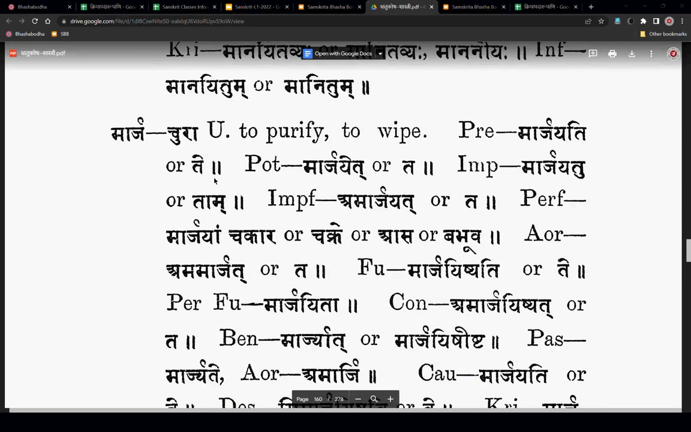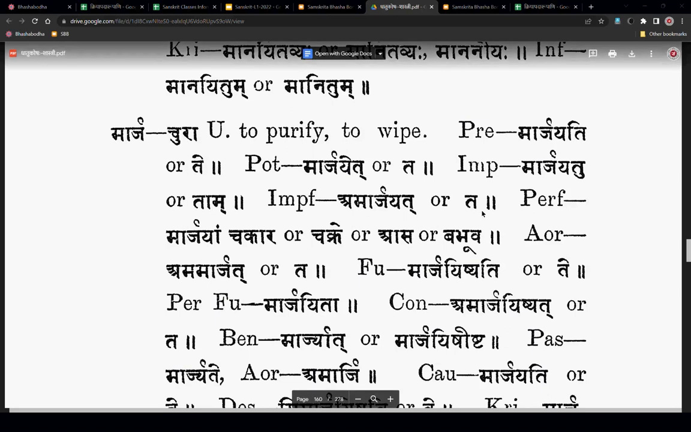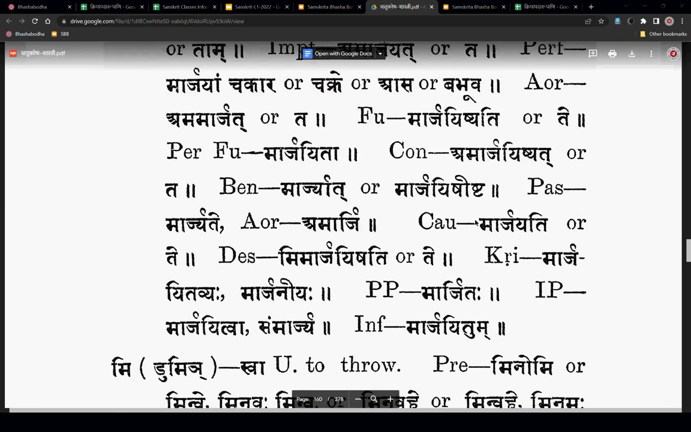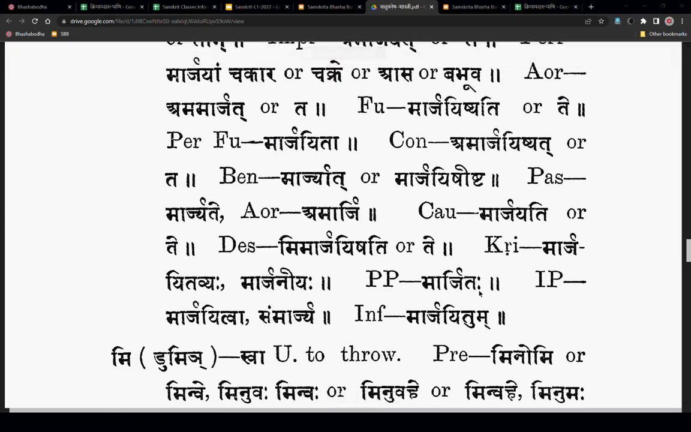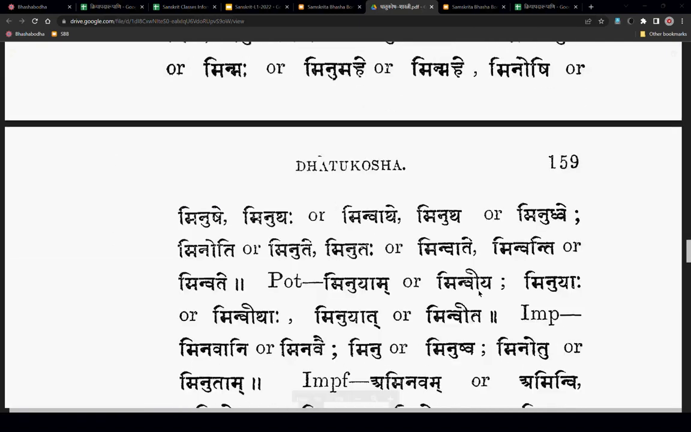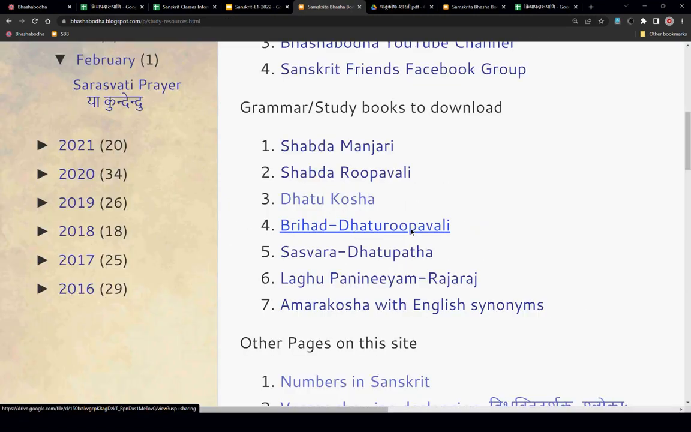Then Marjayati. This is similar to that Mantrayati we saw. Marjayati is the present tense. We have the other tenses also. And then PP we have Marjita, Marjitavan, Marjitavati.